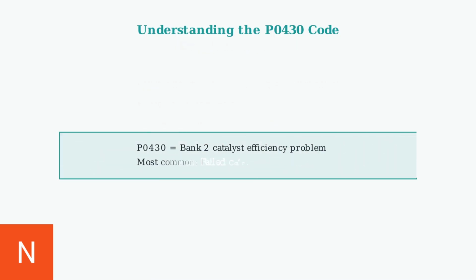Understanding the P0430 code is the first step in proper diagnosis. Remember that this code specifically indicates a bank 2 catalyst efficiency problem, with failed catalytic converters being the most common cause. Proper diagnosis is crucial for effectively addressing P0430 codes. Modern diagnostic tools and systematic testing procedures help identify the root cause and avoid unnecessary repairs.